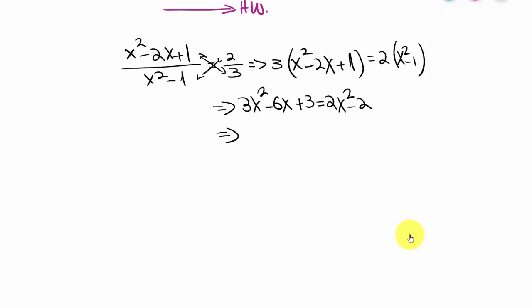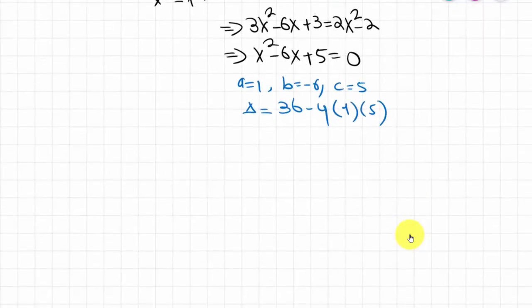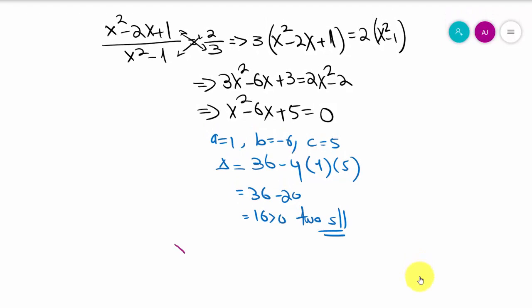Moving 2x squared and minus 2 to the other side, I get x squared minus 6x plus 5 equal to 0. Now we know in this quadratic equation a is 1, b is minus 6, c is plus 5, hence delta is equal to 36 minus 4 times a times c. Therefore 36 minus 20, it becomes 16, bigger than 0. We have two solutions. Okay, what are those two solutions?